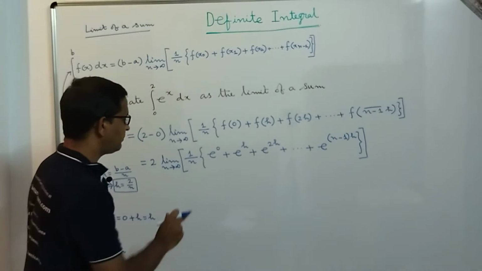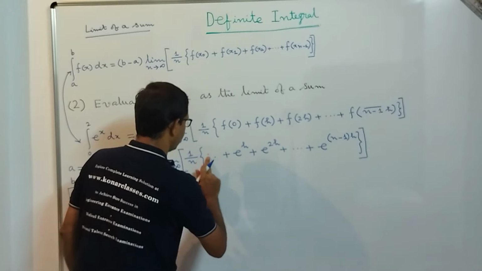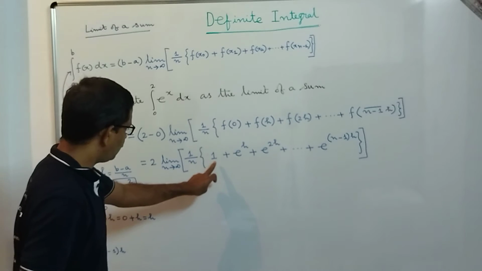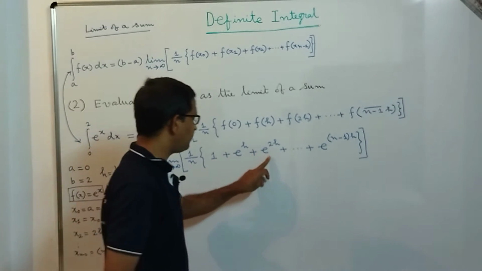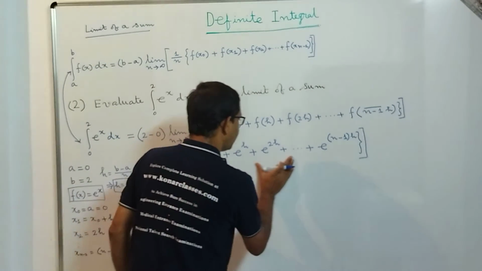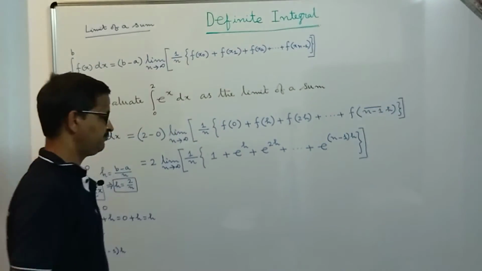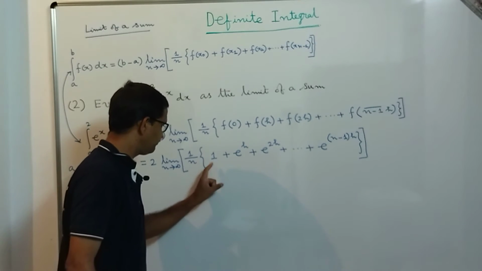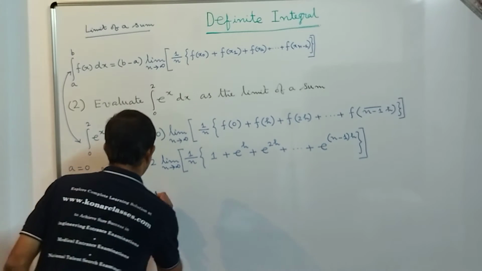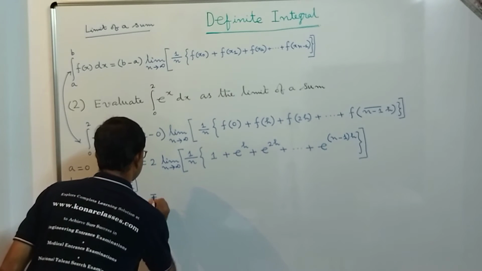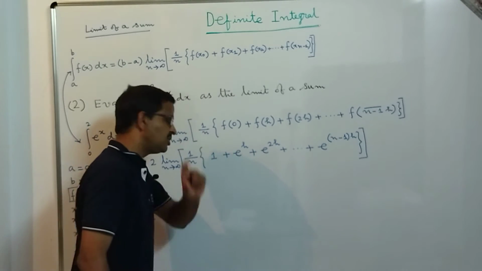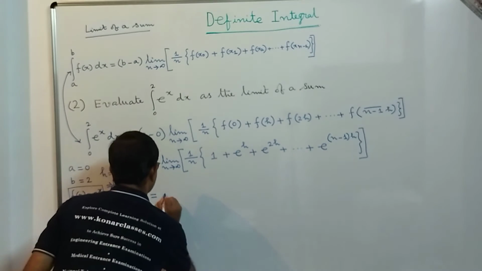Now what is the value of e power 0, dear students? The value of e power 0 is 1, so we can write here 1. Now if you look into this, 1 plus e power h plus e power 2h up to e power (n minus 1) into h, this is the sum of a geometric progression where the first term is 1 and the common ratio is e power h, correct? So what is the value of this geometric sum, the sum of the first n terms of the geometric progression in which the first term is 1 and the common ratio is e power h? So let's find it out.